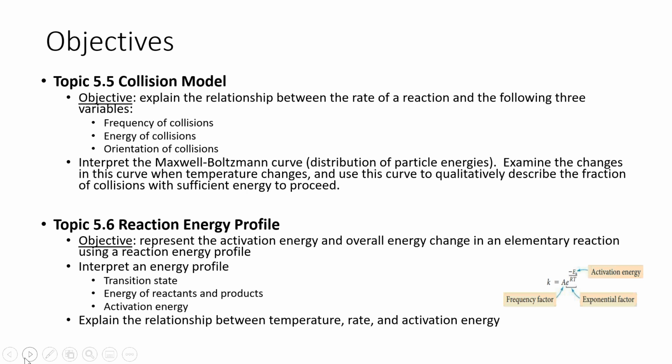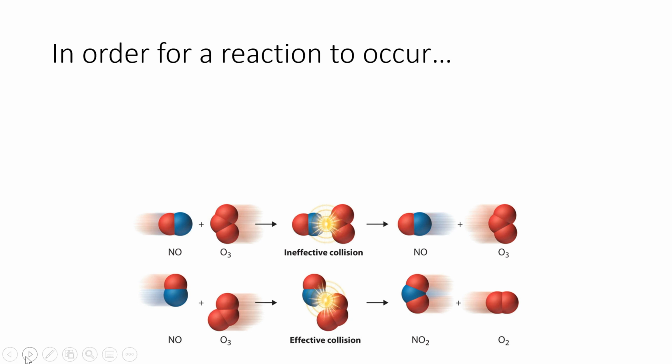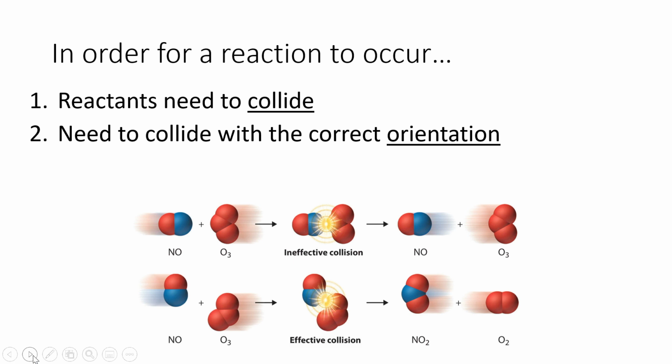So our relevant objectives here, we're looking at topic 5.5, the collision model, and topic 5.6, reaction energy profiles. So in order for a reaction to occur, a reminder about our collision model for reacting is the reactants need to collide with each other. So here's an example showing the reaction between nitrogen monoxide and ozone. So they need to bump into each other in order for them to react and form products.